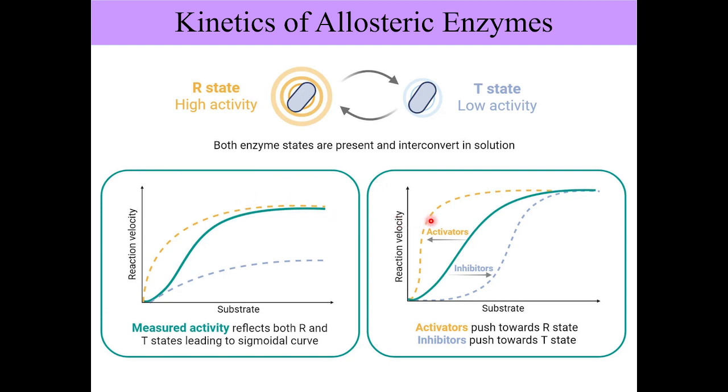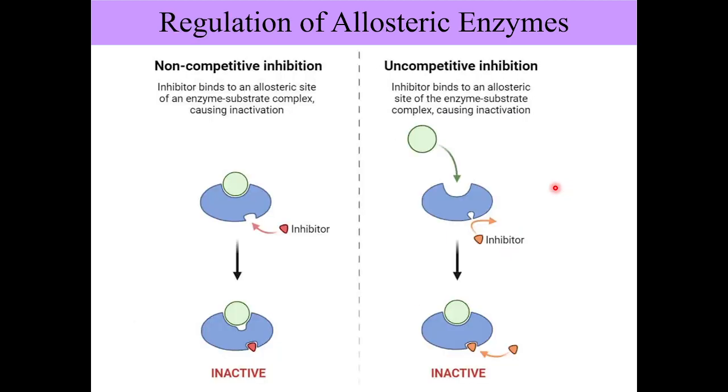When activators are there, more of the R state is seen. When inhibitors are there, more of the T state is seen, and therefore this is the shift in the sigmoid curve that we see. Okay, now we will talk about inhibition. So what happens in case of inhibition is that there is regulation of the allosteric enzymes. The allosteric enzymes undergo regulation in different ways. There can be inhibitor molecules which can bind to the allosteric enzymes.